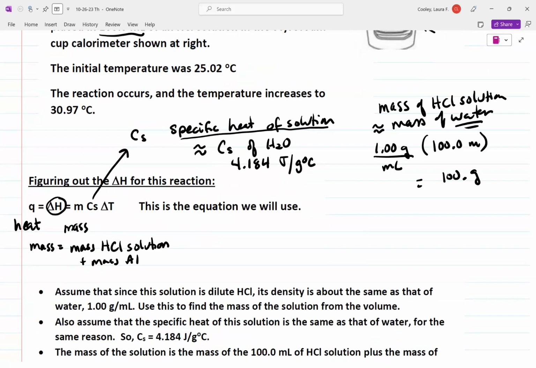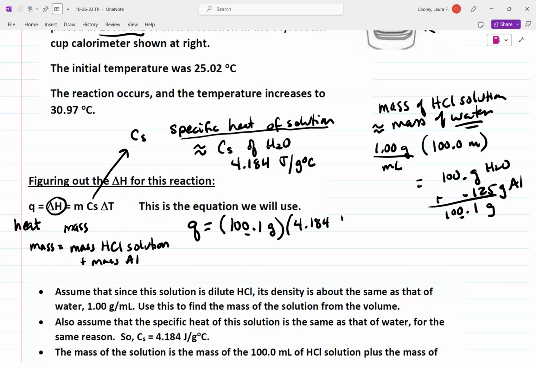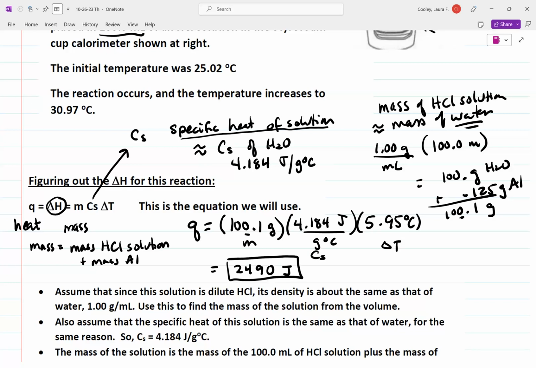And the density is 1 gram per milliliter times 100 milliliters. So that's 100 grams. And then we add the 0.125 grams for the aluminum. And you can see that it's 100.1, but the last sig fig is the one I underlined. So the 0.125 is really not going to matter at all. So the Q is this mass, which is 100.1 grams, times 4.184 joules per gram degree C times the delta T, 5.95 degrees C. So this is MCS delta T. And when you multiply those things together, you get 2,490 joules. So that is the amount of heat that flowed from the reacting chemicals into the surrounding solvent, and now that heat is contained by the styrofoam cup.